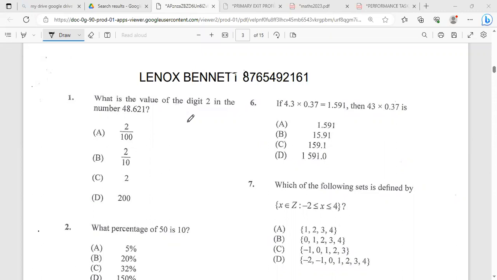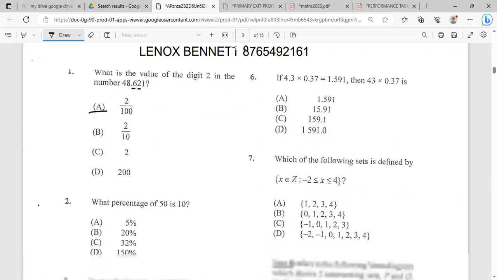Let's go. All right, so it says, what is the value of the digit 2 in the number 48.62? Now this would be 10th and this would be 100. So it would be 2 over 100.